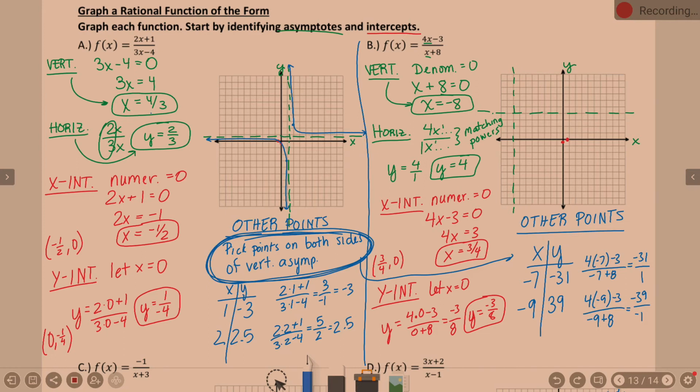So when I look at negative 7, negative 31. Negative 7 is right here. Negative 31 means it's going to be where? Way down there. Does that fit with this graph here? Yeah, that fits because we'll be able to draw this curve in. Negative 9, 39. Does that make sense? Negative 9 is the other side of the asymptote. Positive 39 means it's going to go where? Way up there. Does that put me in the correct corner of my graph? And it does.